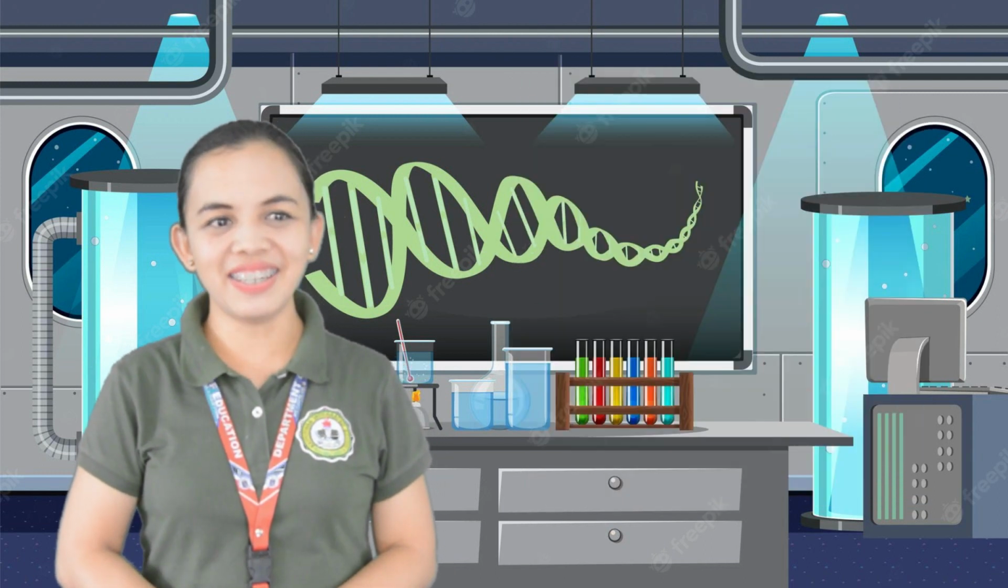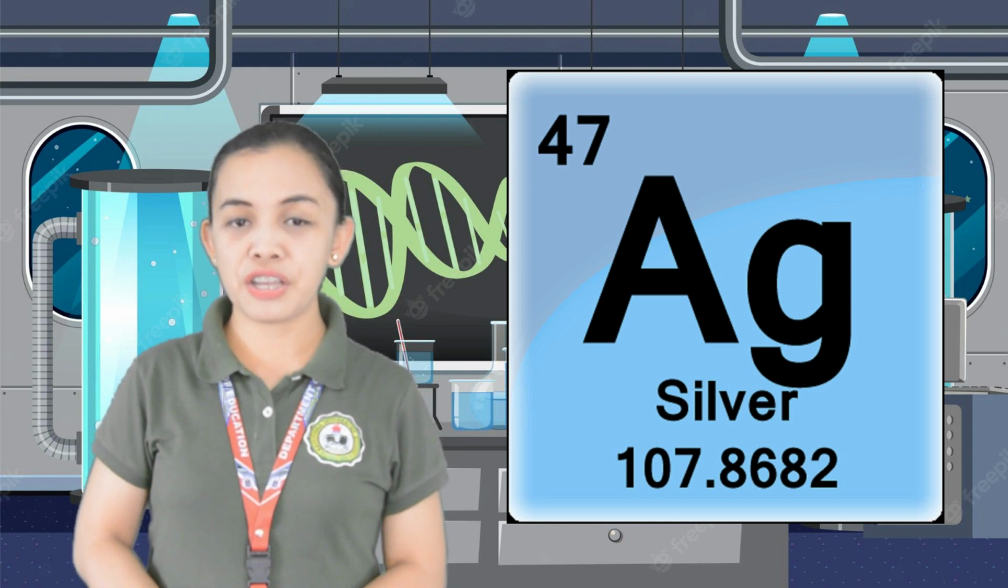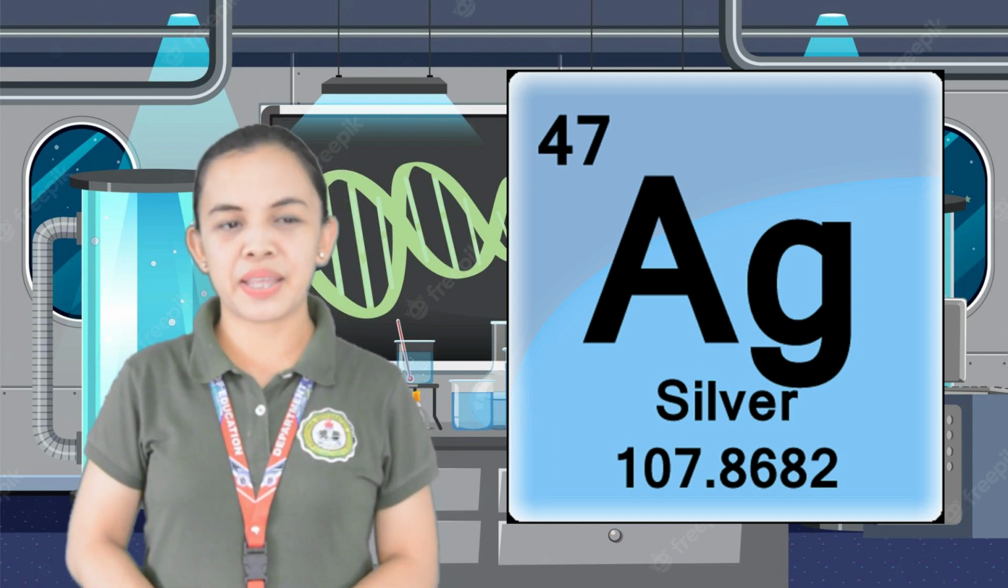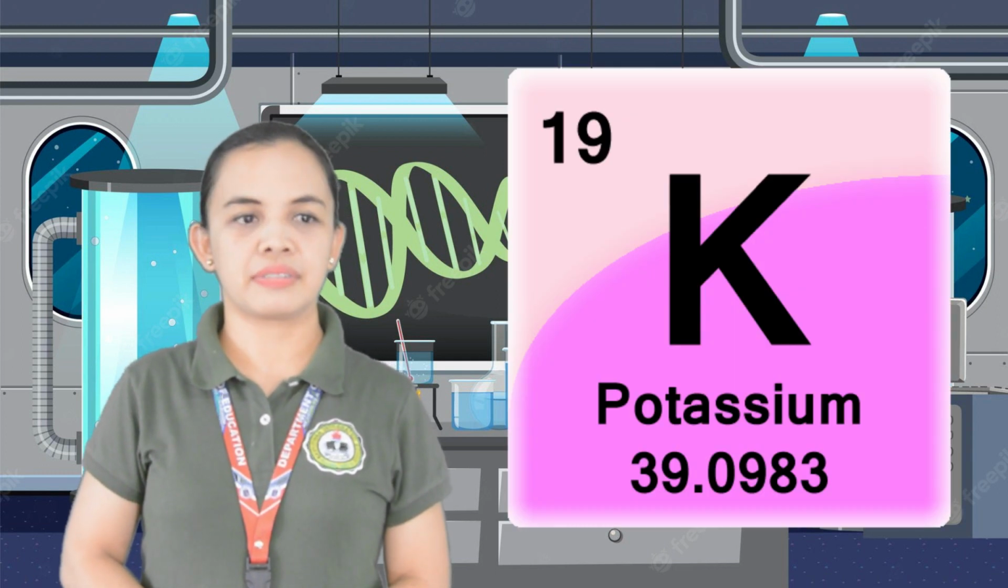Next, the third rule will be elements can be named after the Latin name. Example, Ag for argentum, and it is for silver. Next, K for kalium, or potassium.